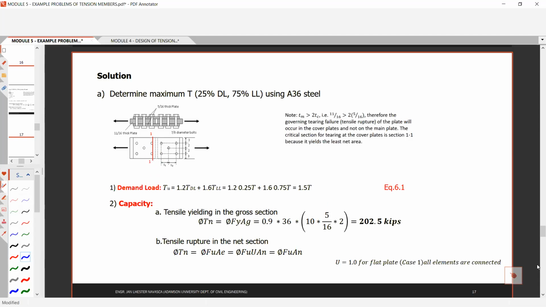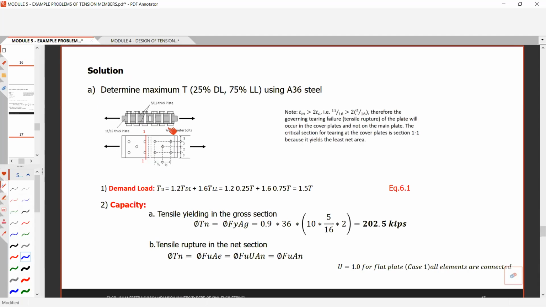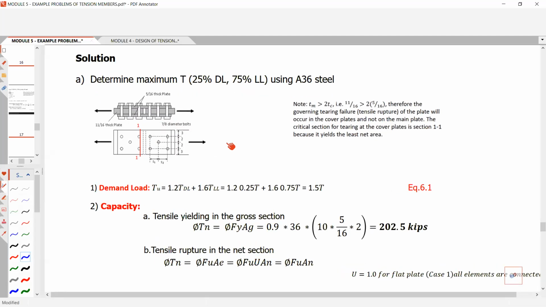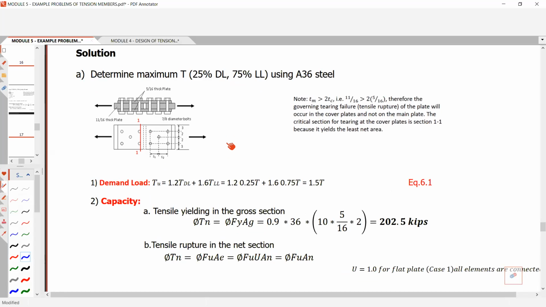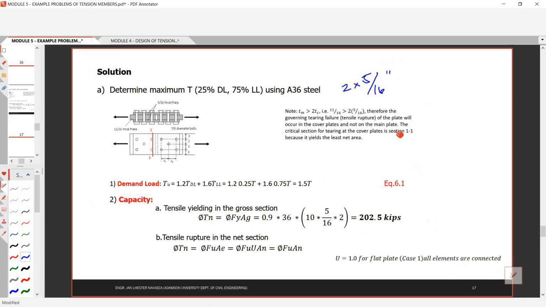Okay, so again, the connection is a splice connection. The total thickness of your cover plates is 10/16, or twice 5/16 inches. So basically, we are using this thickness, 2 times 5/16. That will be the thickness of the cover plates.